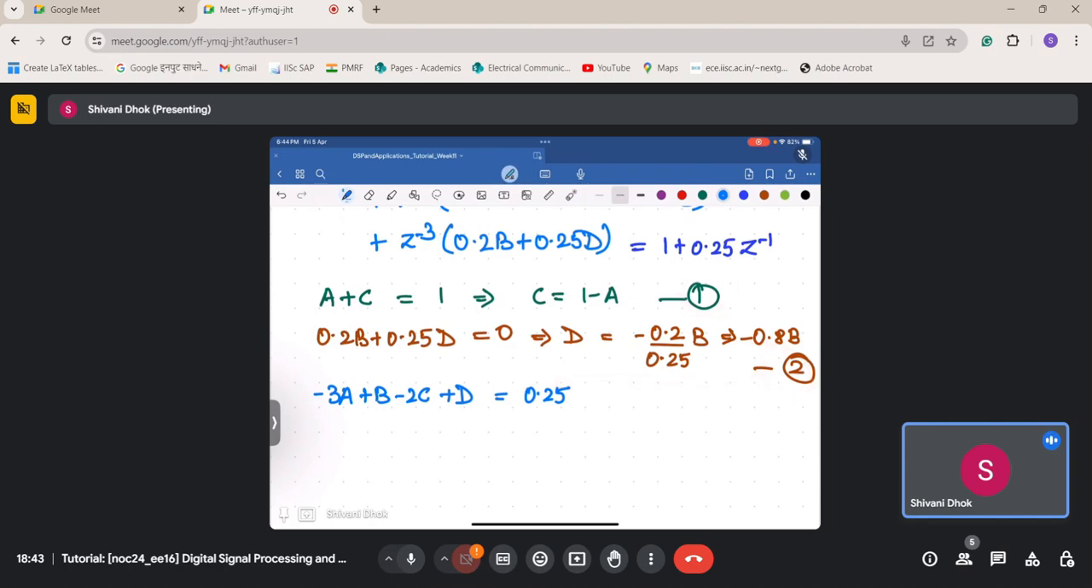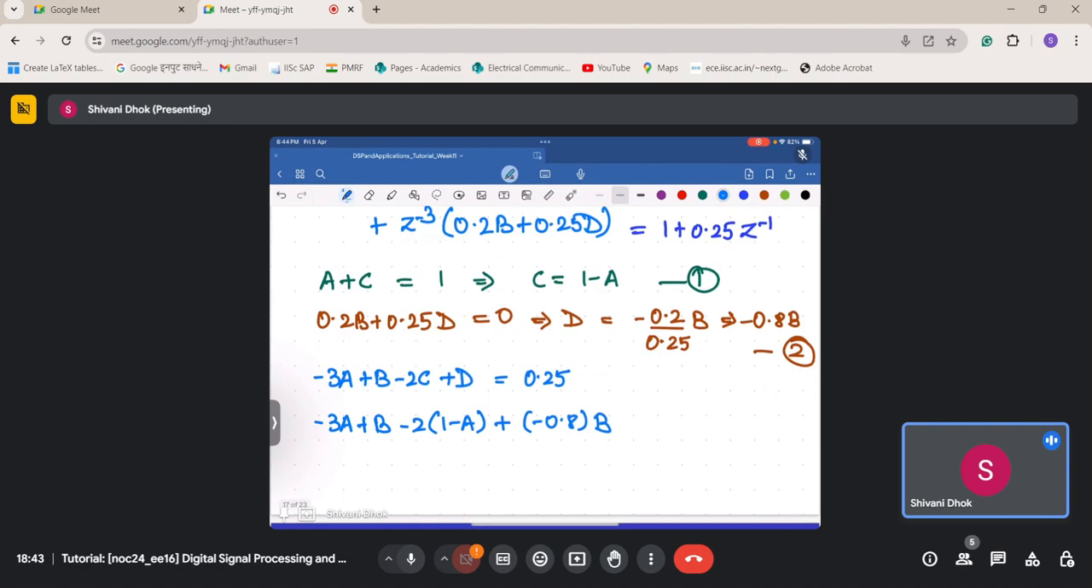So what we get is minus 3a will be as it is, plus b will be as it is, minus 2 into c is 1 minus a, plus d is minus 0.8b. And if you simplify this, this thing comes out to be minus a plus 0.2b is equal to 2.25. So let me number this as equation number 3.